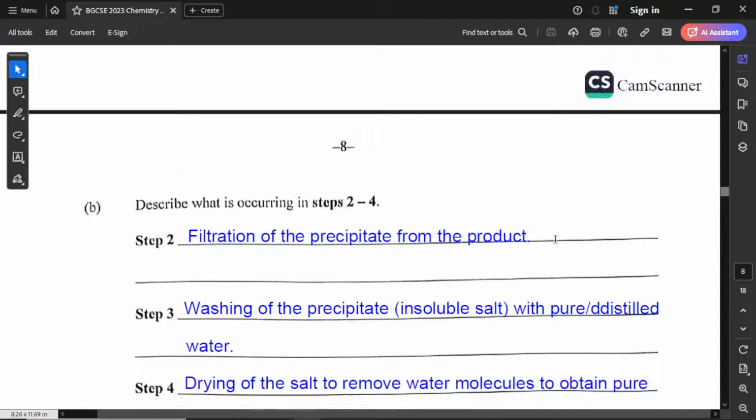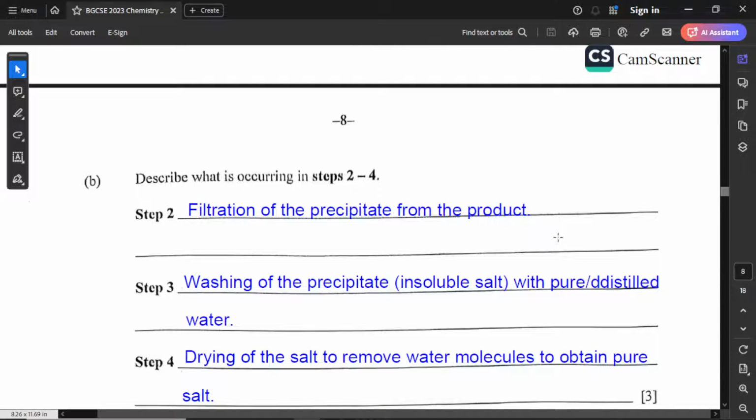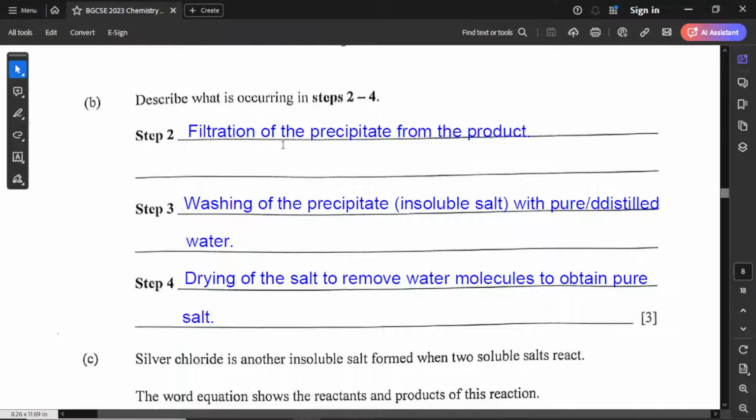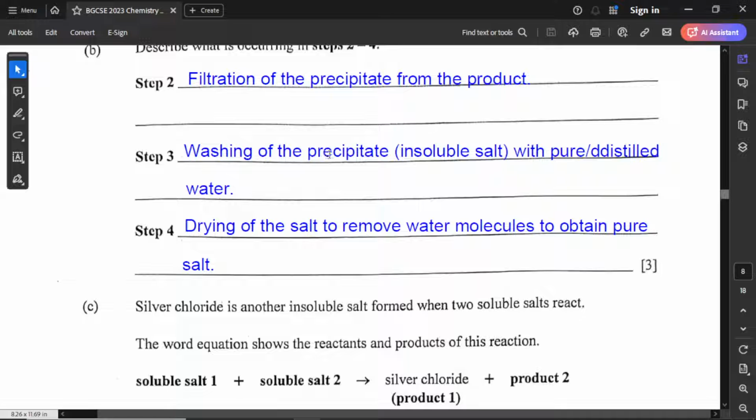Still in the same number, but part B. Describe what is occurring in steps 2 to 4. The first step on the diagram, the second step technically, is the filtration of the precipitate from the product or products. Remember, the first step is really to mix them or to react them. The third thing you're going to do is to wash the precipitate after filtration.